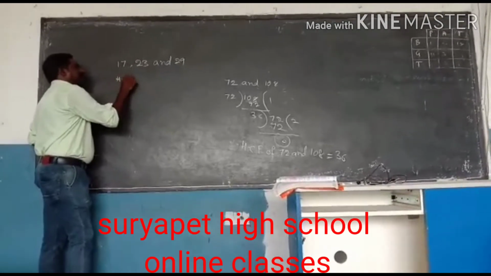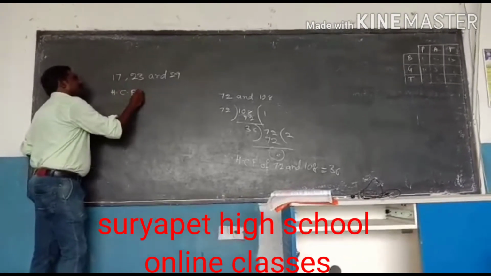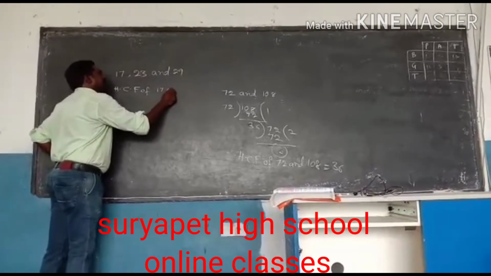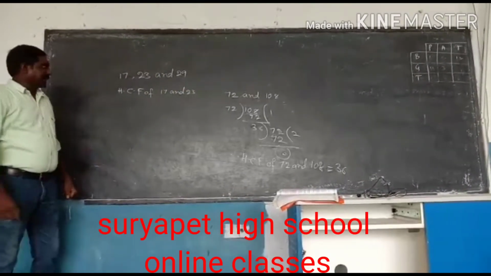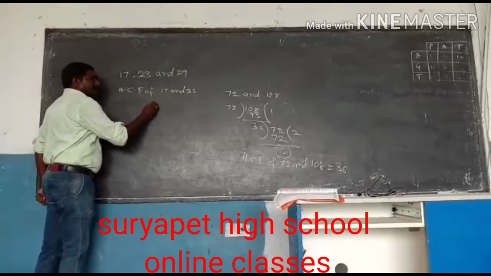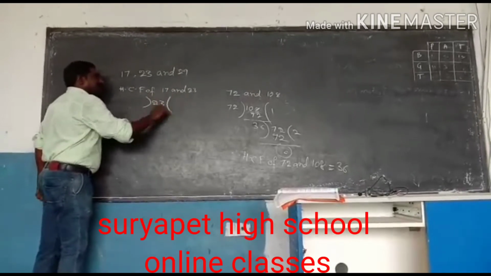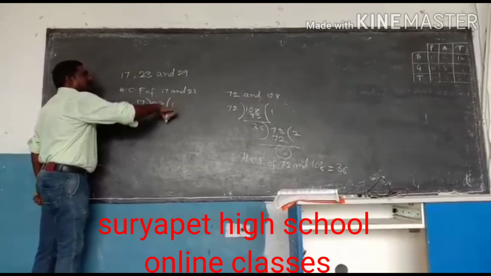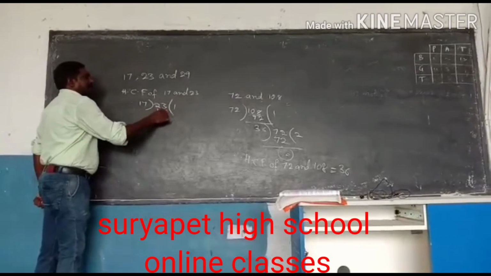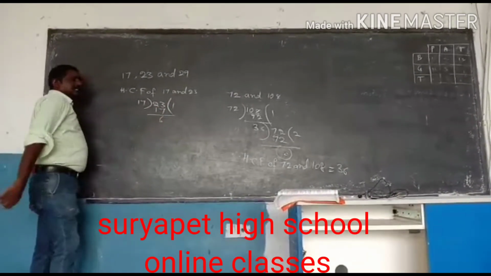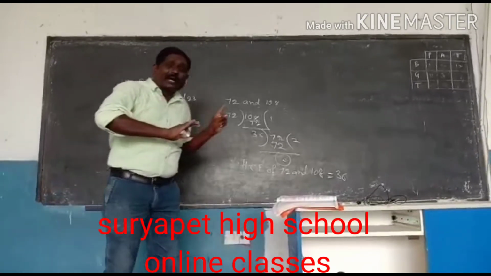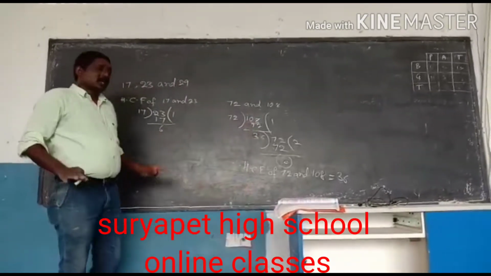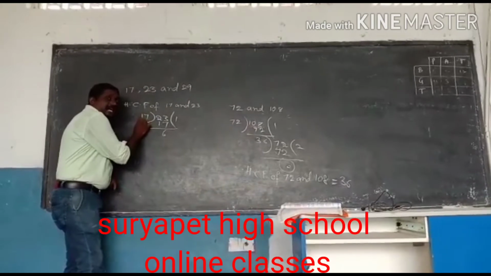First I am doing the HCF of 17 and 23. In this one, which one is the biggest one? 23 is the biggest. So 17 ones are 17. What is the remainder for us? 6 is the remainder. Means this 17 is not divided exactly.